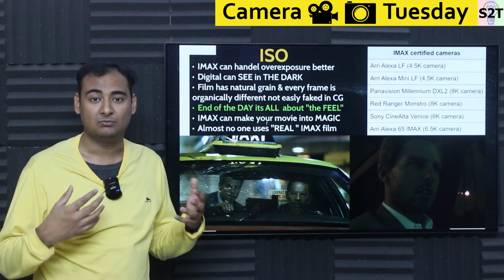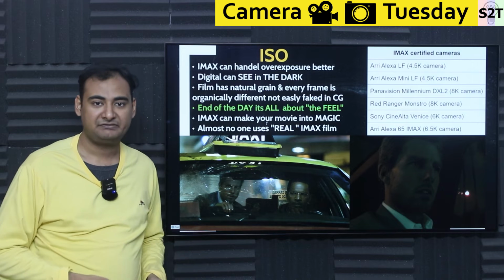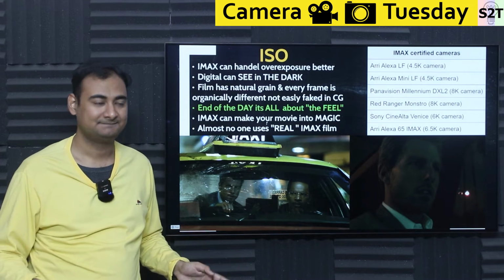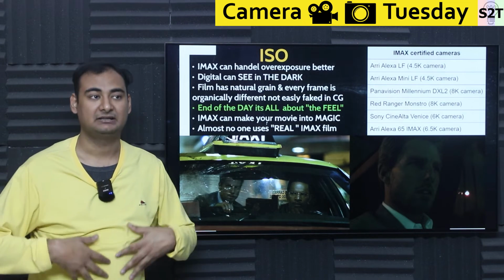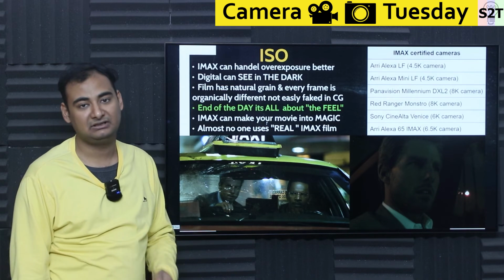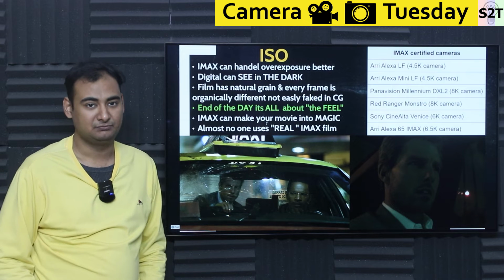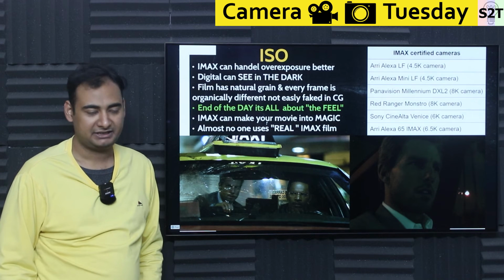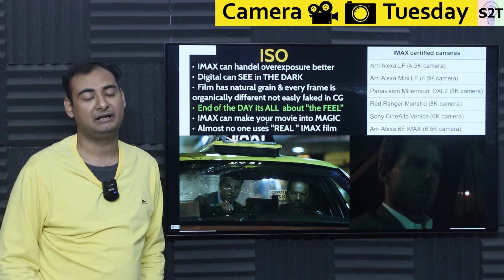At the end of the day, a movie is not scientific data. If it was scientific data, we would never talk about negative again. It is a feeling thing. How do you feel about it? That's the end of the game. And IMAX will not make your movie magically into magic, flat out. You can make Tenet all day long, but it will still be a bad movie.